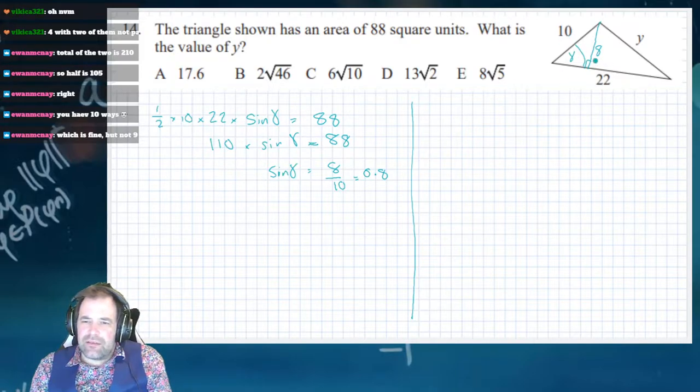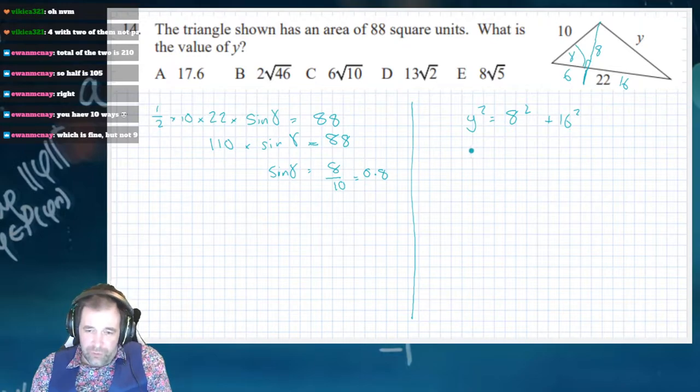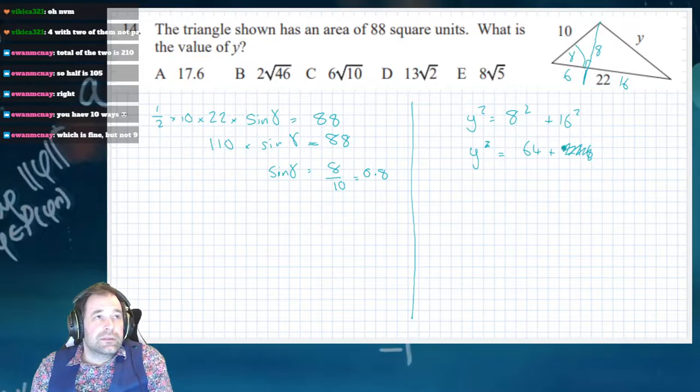If that's 10 and that's 8, that is... Oh, here we go. 10, 8, 6 using Pythagorean triples, which means this length is 6 from 22, which is 16. And then we can work out y using Pythagoras. So there we go. y squared is 8 squared plus 16 squared. This was easier than we've made it. y squared equals 64 plus 216. Nope, 16 squared, 256.